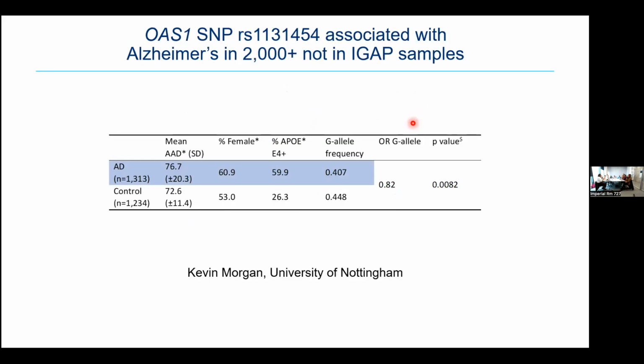So everything I've said up until now was a prediction that OAS1 was associated with Alzheimer's. So following the first paper, we collaborated with Kevin Morgan at Nottingham to look at his independent cohort of Alzheimer's patients. And together with him, we genotyped the top SNP that we identified from our computational work, this 454 SNP. And he showed that there was an association of this SNP with Alzheimer's in his cohort, which were around 2,500 people, half of them with Alzheimer's and half control.